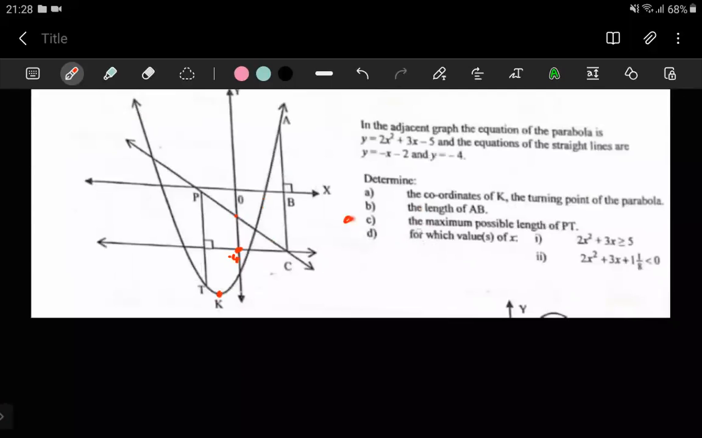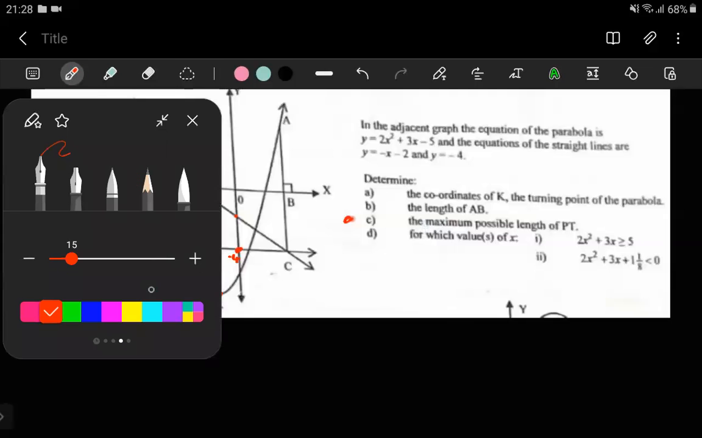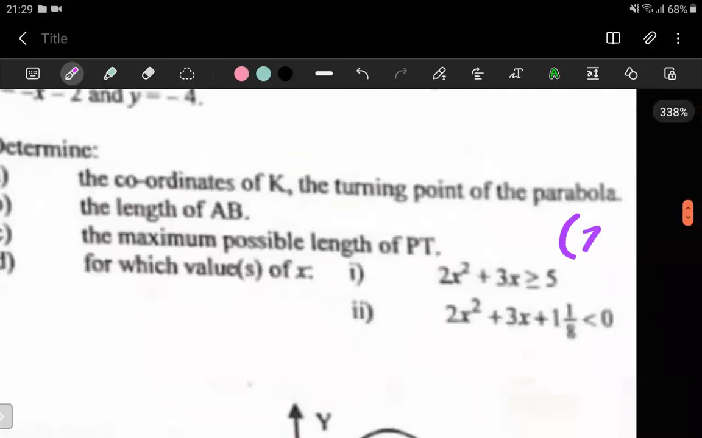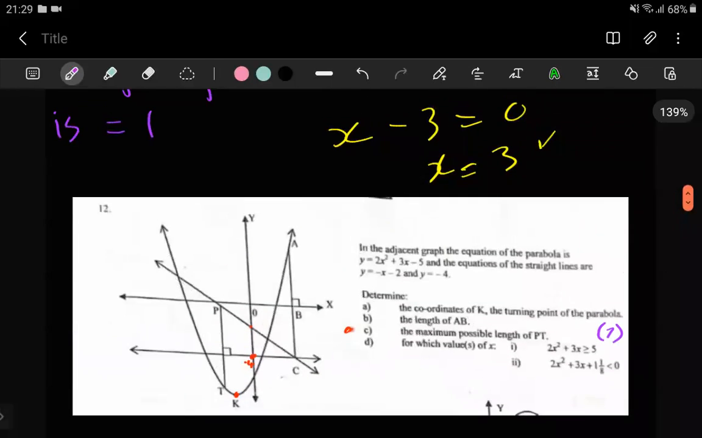Question C is saying we should determine the maximum possible length of PT. So this kind of question is very special. This could easily be a 7-mark question, honestly, because remember we're looking at it from a grade 11 perspective. If we were in grade 12 right now, we would be doing something different, but not so much.